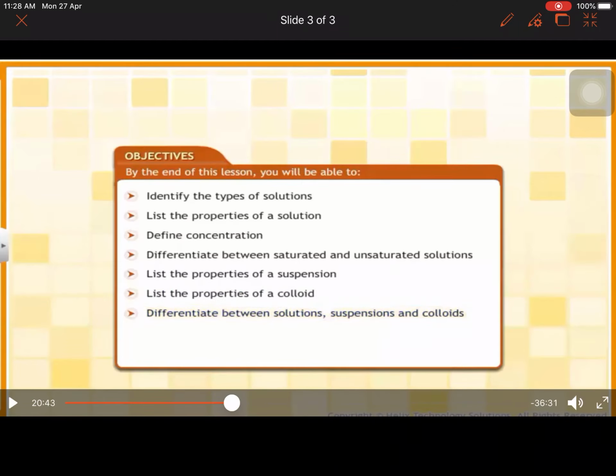So these are the objectives we have to study in this chapter basically. Solution, properties, concentration, meaning hyper concentrated or diluted, right? Saturated is what? Unsaturated is what? Suspension, colloids, and differentiation between these three: solution, suspension, and colloids, right?